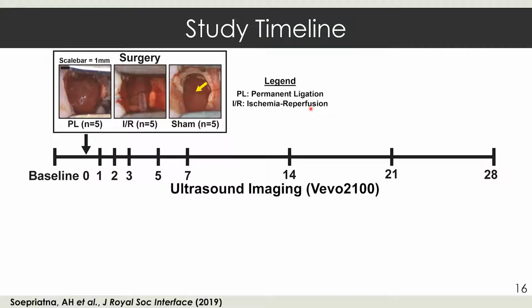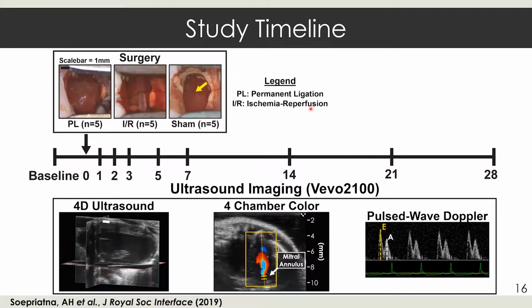And then we used the Vivo 2100 ultrasound system to acquire 4-dimensional ultrasound data at the following time points here. And we also collected 4-chamber color Doppler and pulse wave Doppler across the mitral annulus to look at the early filling and the late filling of the left ventricle to quantify diastolic dysfunction. The ratio of the E and A flow waves here is typically used as a criterion to look at diastolic dysfunction.